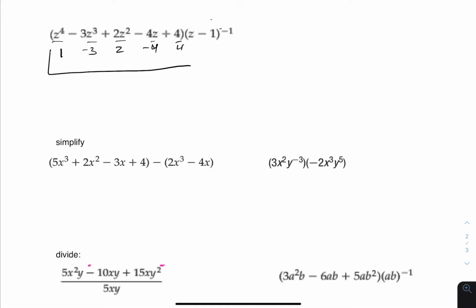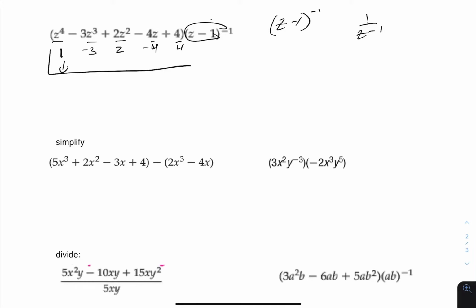And then we're dividing since it's like this. That's a divide sign, by the way. Z minus 1 to the -1 power just means you divide it. So it's the same thing as saying over Z minus 1. It's a fancy way of saying 1 over Z minus 1, which just means divide.